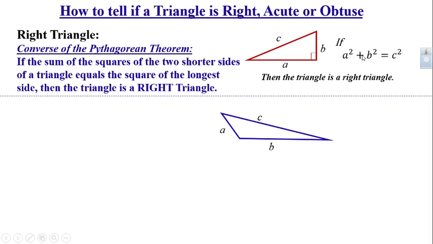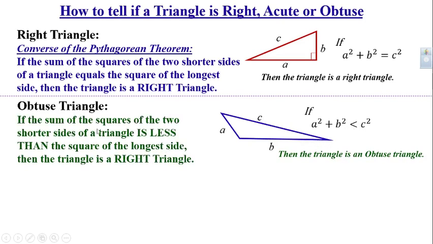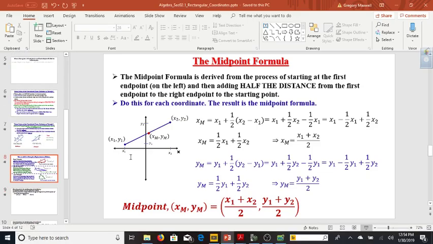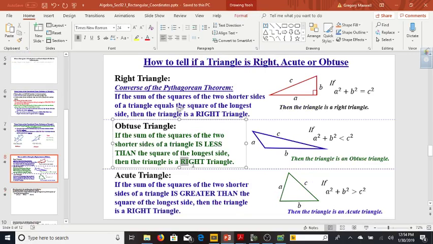So that would mean A squared plus B squared would be now less than C squared. And that will mean we have an obtuse triangle. So if the sum of the squares of the two shorter sides of the triangle gives you something that's less than the square of the longest side, you're dealing with an obtuse triangle, not a right triangle. And let me just make a quick correction here. We're dealing with an obtuse triangle.